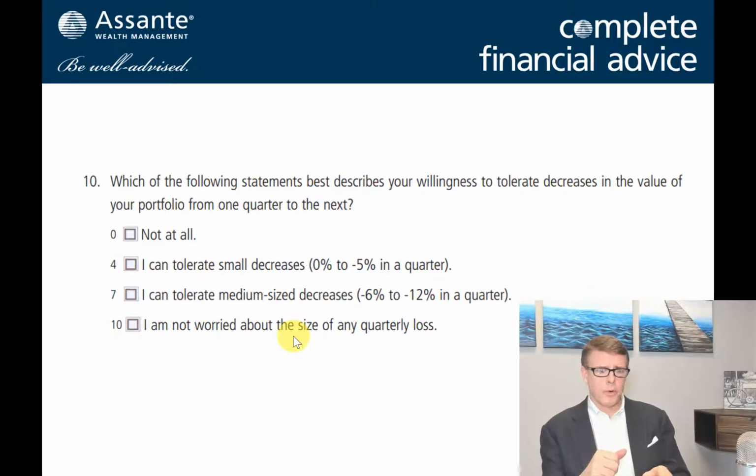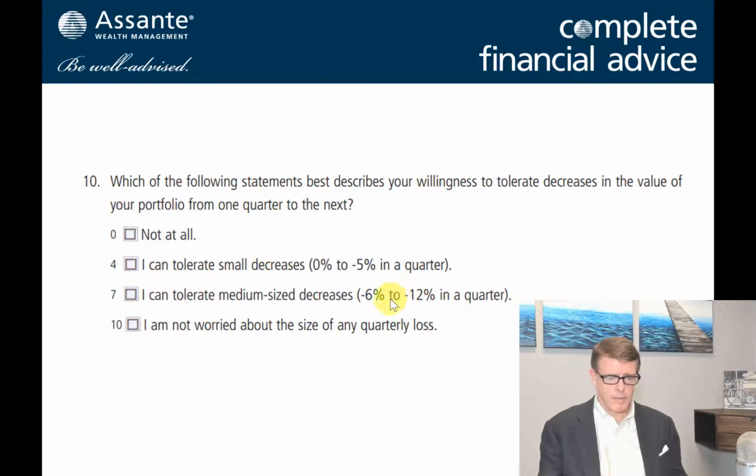But this is a really important question because if a client can't stomach any quarterly losses, has a very low appetite for risk over that short time period, that obviously is going to influence the portfolio strategy. For those clients that aren't too concerned about quarterly losses, maybe the third answer here, minus 6 to minus 12, or not concerned about quarterly losses at all, it gives a lot more flexibility to the designer of the portfolio in terms of the strategy that gets used.